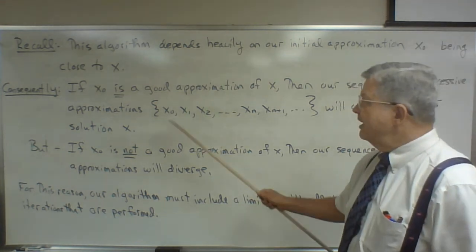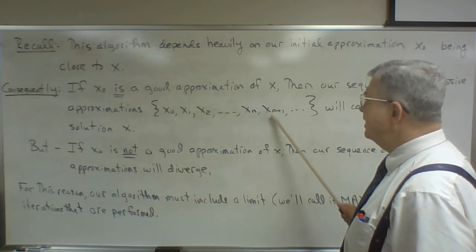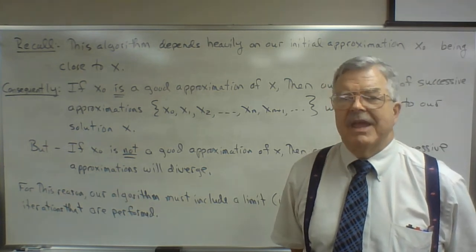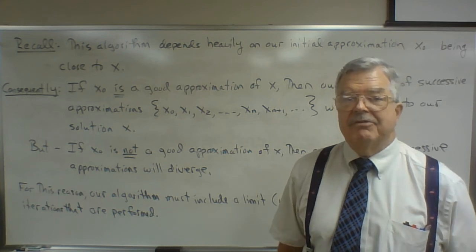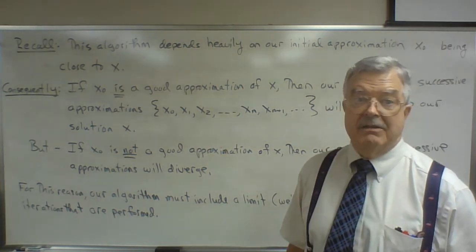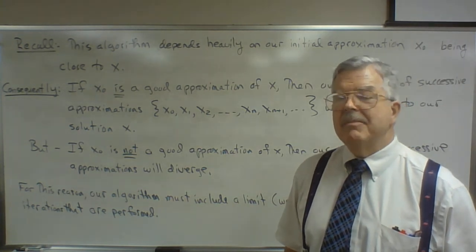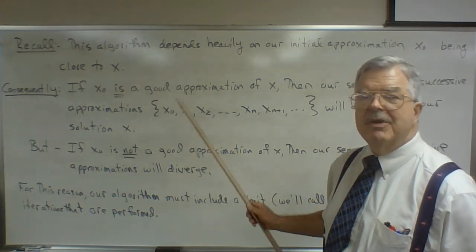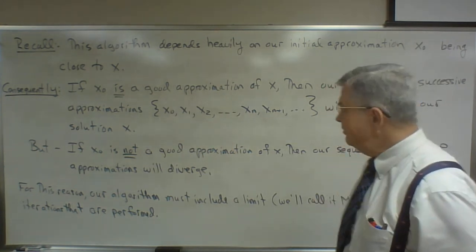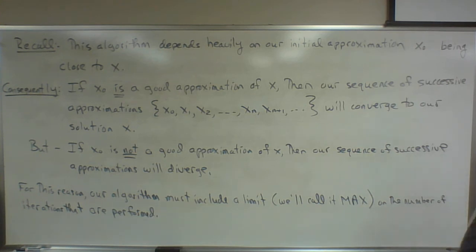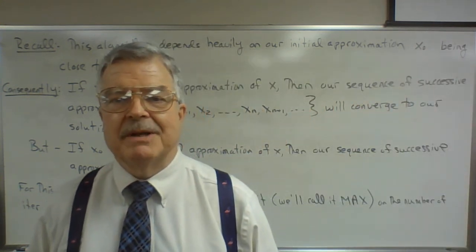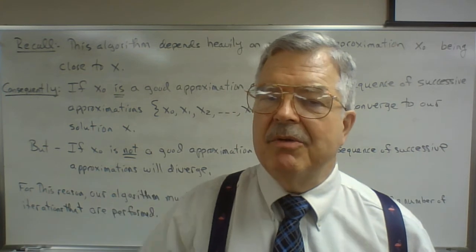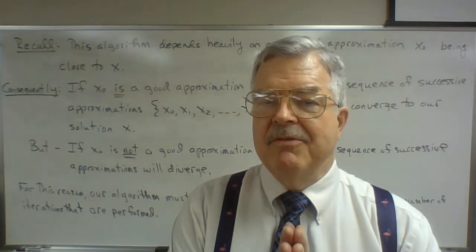Now, on the other hand, if these approximations are good and they converge to the solution, we want to know how close these things have to be before we stop the process. It's very unlikely that we're going to get the solution exactly. So we want to decide how many times we keep on going with this process before we put on the brakes and say, okay, that's close enough, we stop. So in addition to having something called max, that should have been part of our input, we're also going to need something else that we call tolerance that tells us how close these things have to be before we can stop.